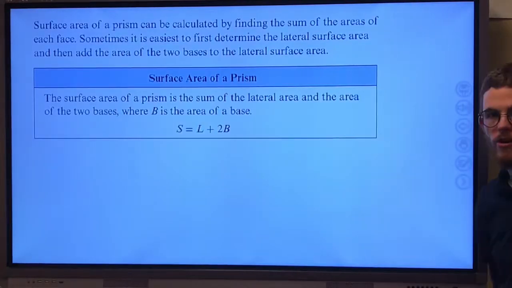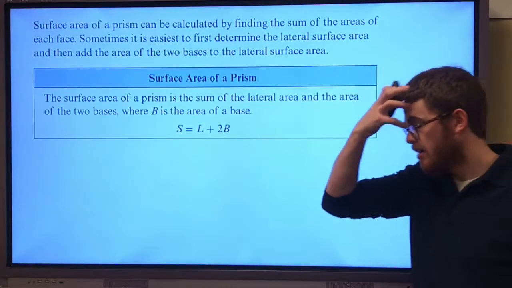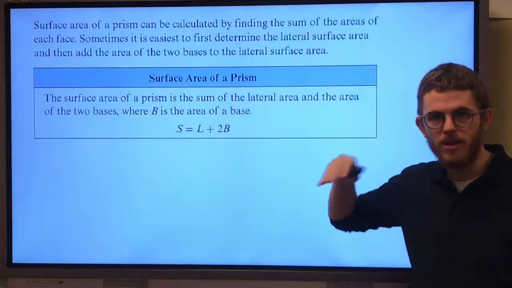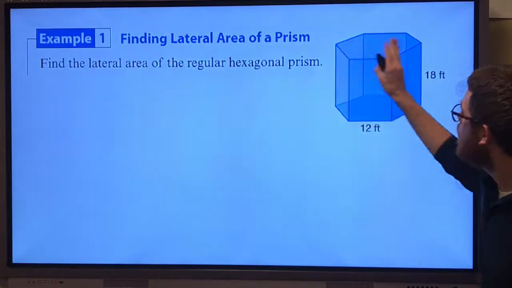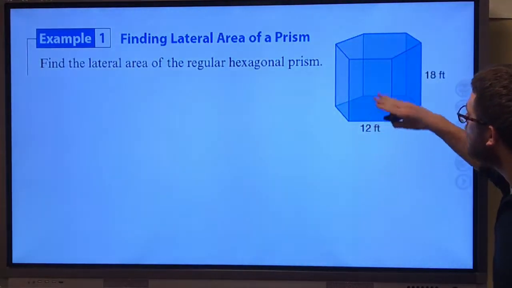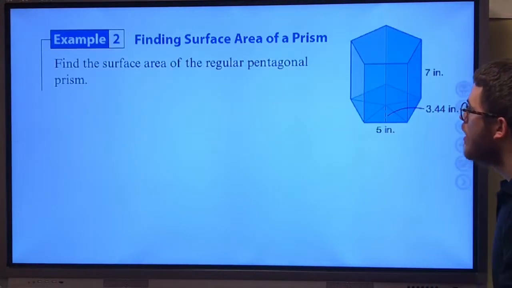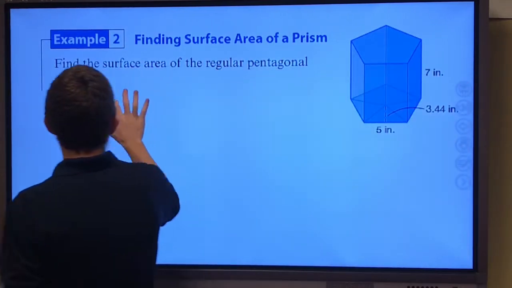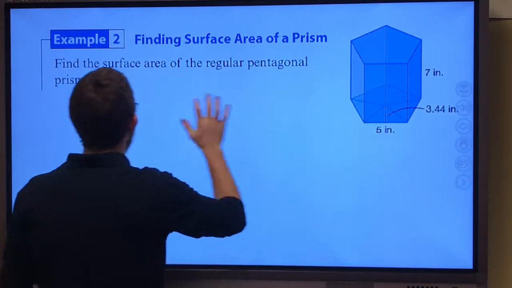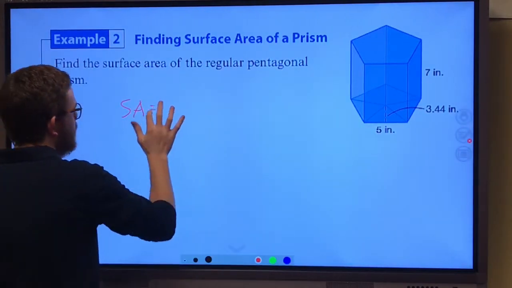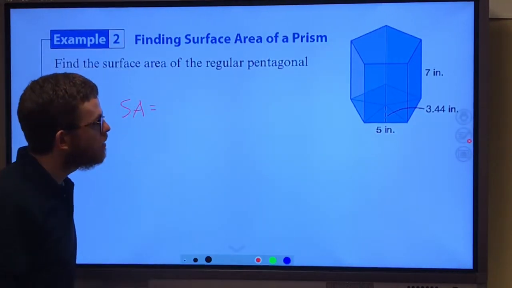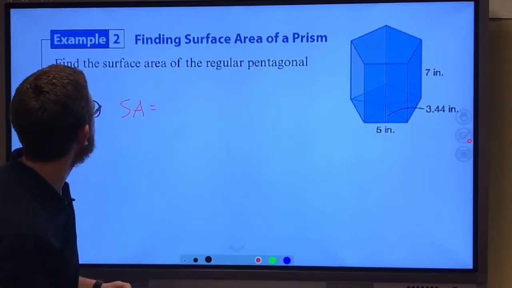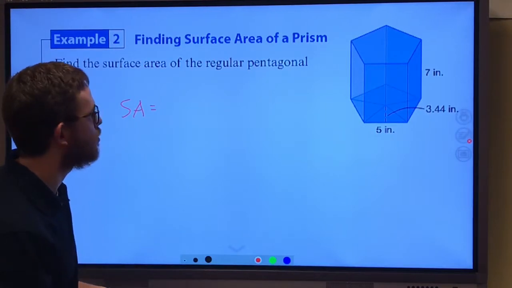Moving on, surface area of a prism. Well, surface area is the lateral area and then the area of each of the bases. It would be the lateral area we just found plus the area of each base. So to find the surface area, and I abbreviate surface area SA, surface area.